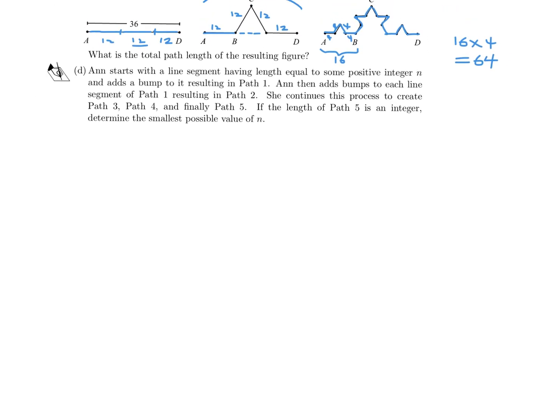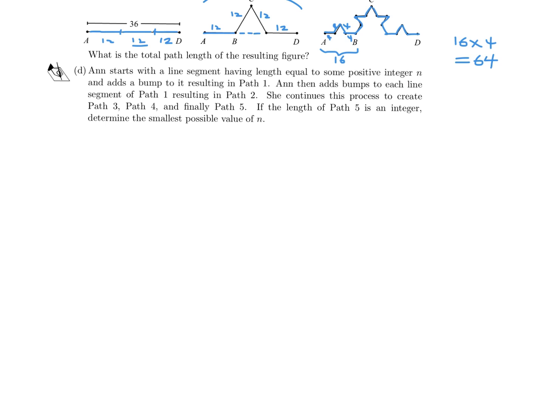Okay, and finally, Lynn starts with a line segment having length equal to some positive integer n. Then she adds a bump to it, resulting in path 1. She then adds a bump to each line segment of path 1, resulting in path 2. She then continues this process to create paths 3, 4, and 5. If the length of path 5 is an integer, determine the smallest possible value of n.